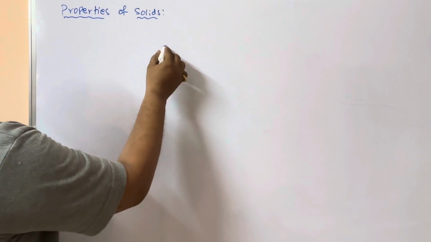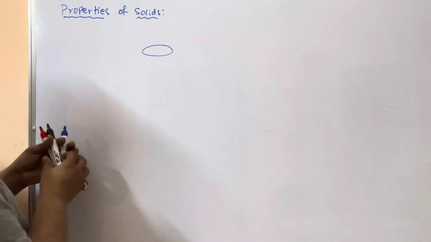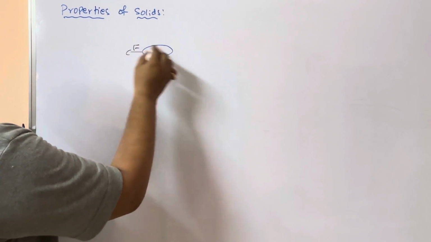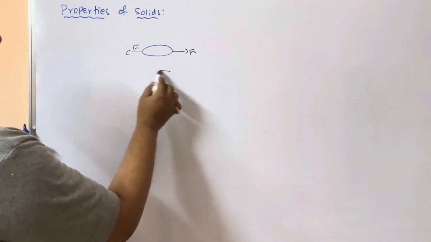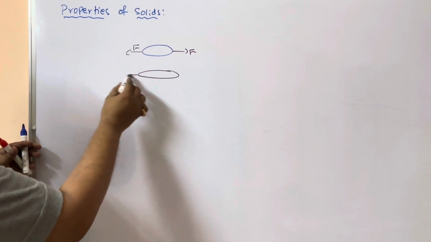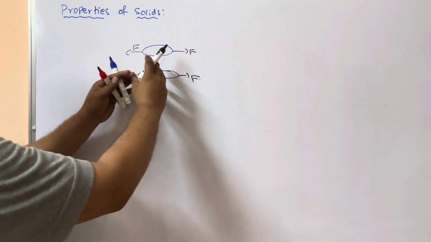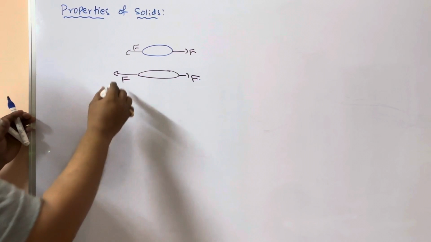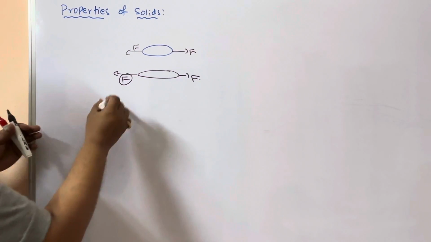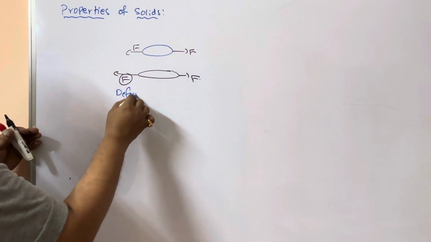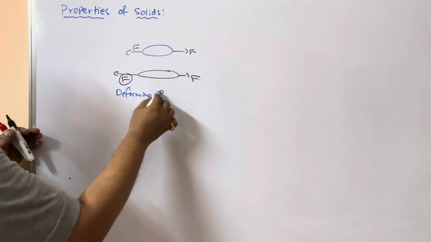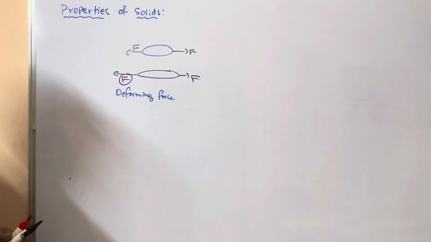Same like that, if you take any object like this and apply some amount of force on it, then it is going to become like this. Its size and shape is changing. Whenever its size and shape is changing, this force we will call deforming force. Now you are applying deforming force on that object.